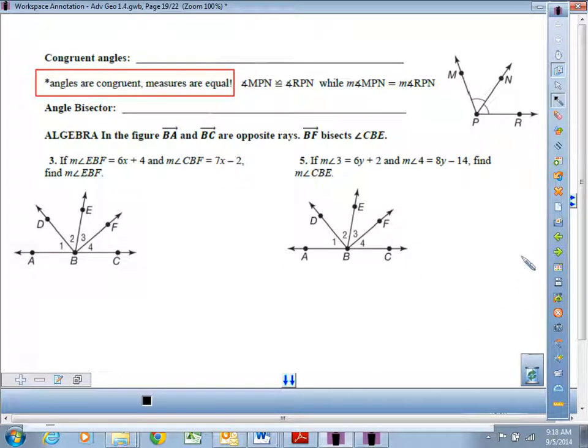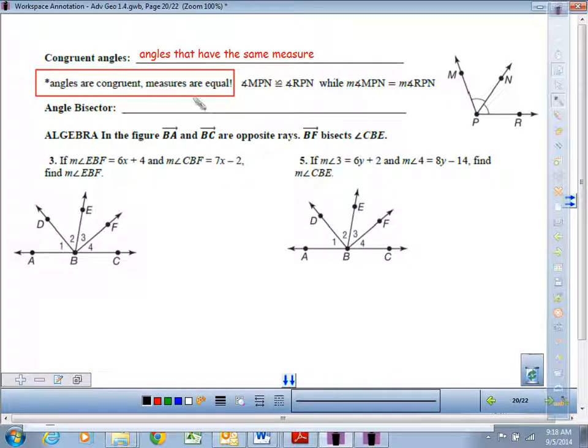Next ones, congruent angles. Angles that have the same measure are congruent. Now, this is kind of a goofy geometry thing, but when we talk about congruency, we talk about shapes. Angles are congruent. Shapes are congruent. Squares are congruent to squares. Triangles are congruent to triangles. Measures are equal. So if I measure the angles and they're the same, they're equal, and the angles are congruent. Just like with segments we talked about last class.